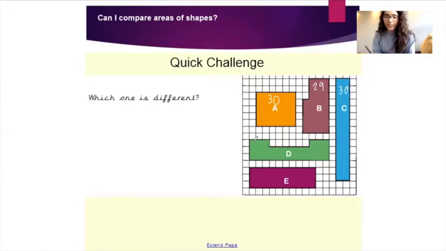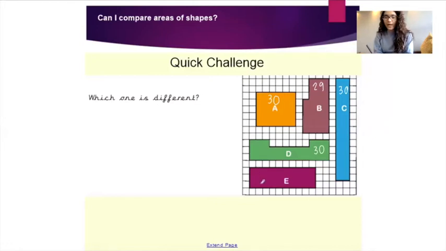Let's count the squares. 1, 2, 3, up to 30. So D is 30. What about the area of E?